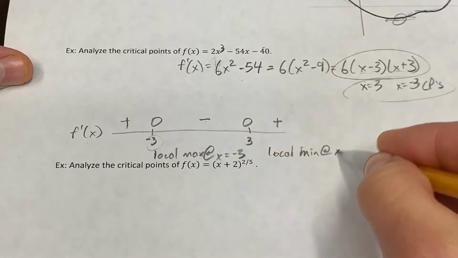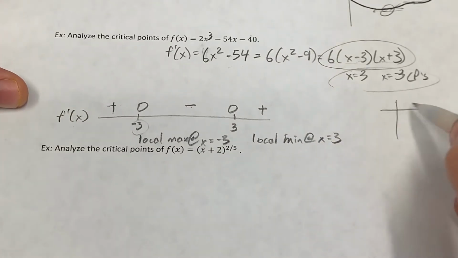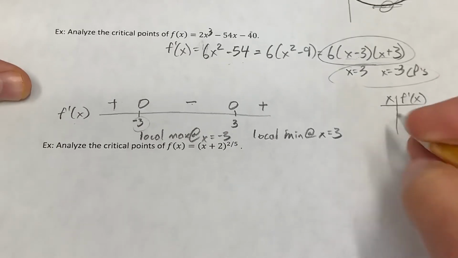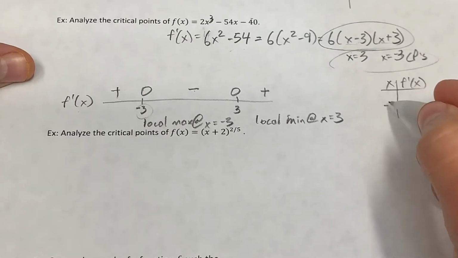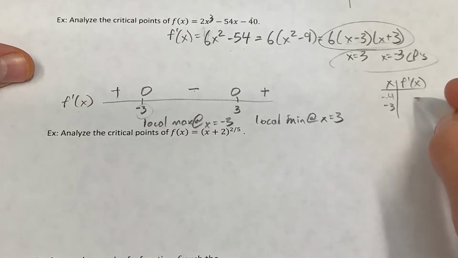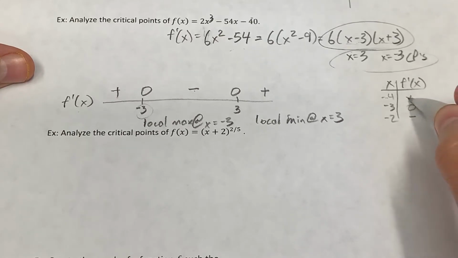Some people, by the way, do their chart vertically. They say x and f prime of x. And you could do that this way also. You could say, here's negative 3, here's some value below that. You could even give it a name. You could say, okay, positive, 0, negative, or something like that.